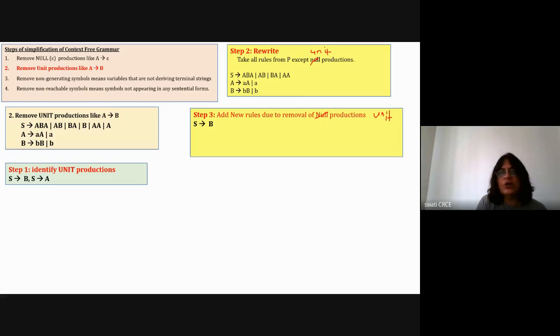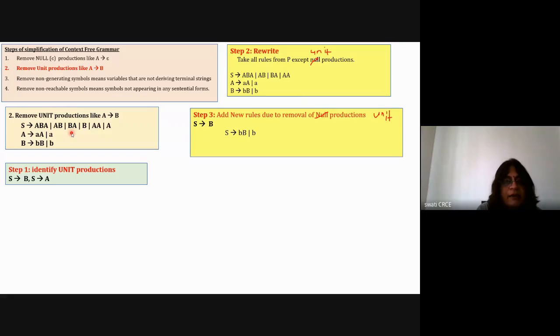So this is not null, this is unit production, this is also unit production. Okay, so remember this. Now I am finding the first unit production, that is S is equal to capital B. So that means S is nothing but capital B. So what are the rules which can be there for S? Whatever is there in B is also there for S. So you say S is equal to small b capital B. Okay, so this is the change that we have done. This is a very easy step.